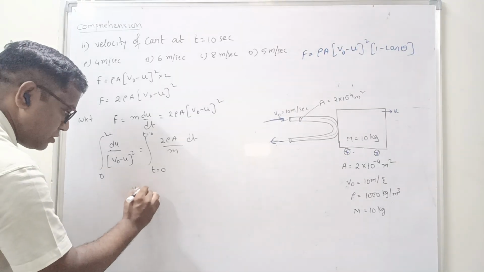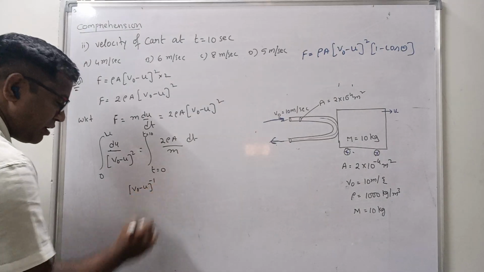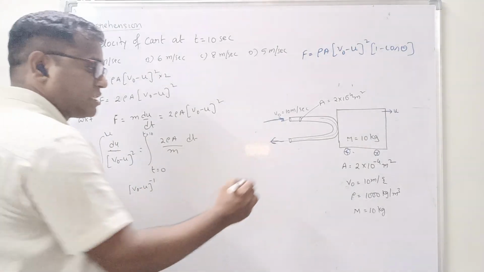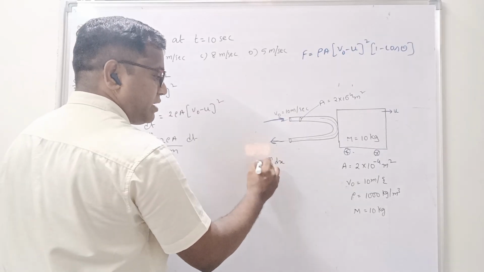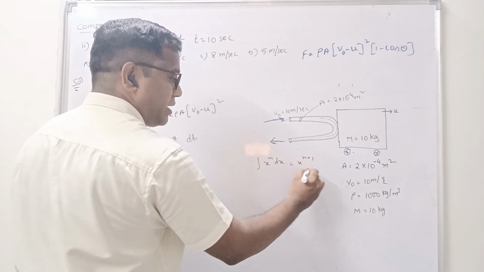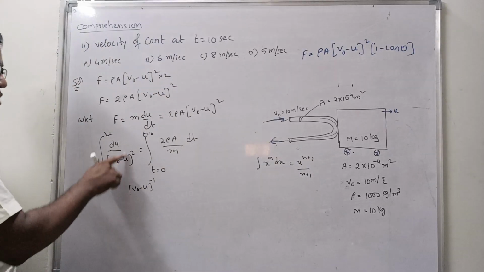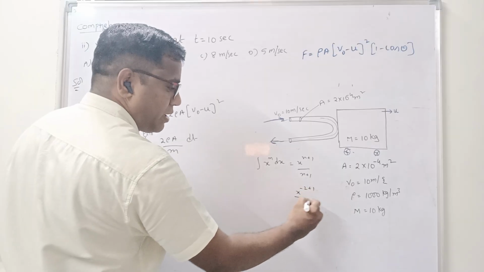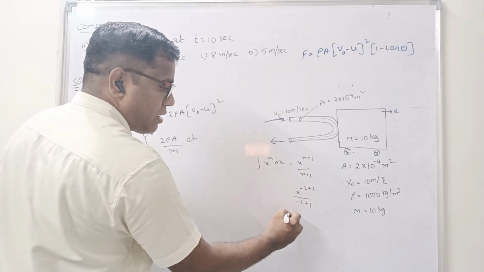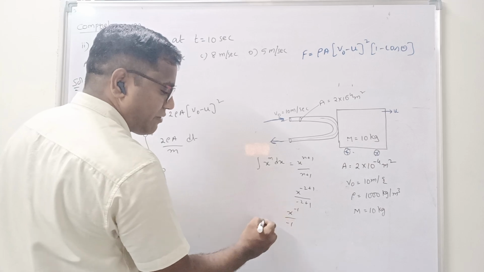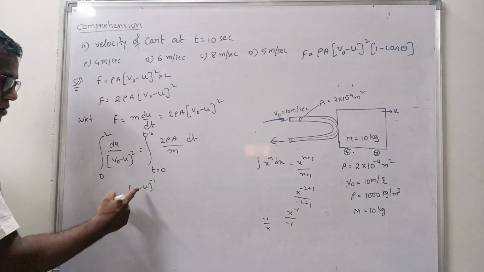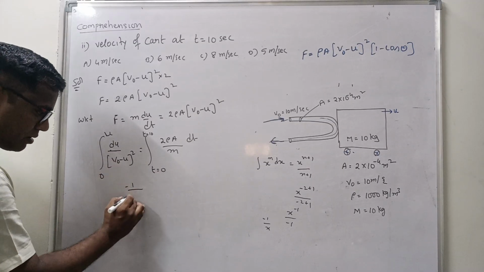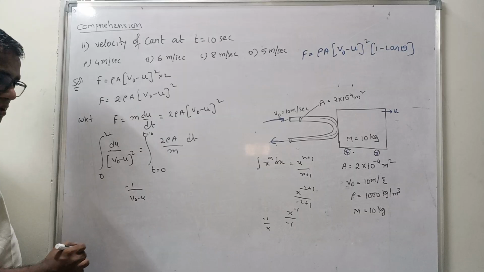So the integration value will be (V naught minus u) whole power minus 1 will come. Why? Because of the x power n formula: the integration of x power n dx is x power n plus 1 by n plus 1. Here n is minus 2, so minus 2 plus 1. So here it is x power minus 2 plus 1 by minus 2 plus 1. So how much will you get? X power minus 1 by minus 1. So I will write minus 1 by x, where x is nothing but V naught minus u. Clear?